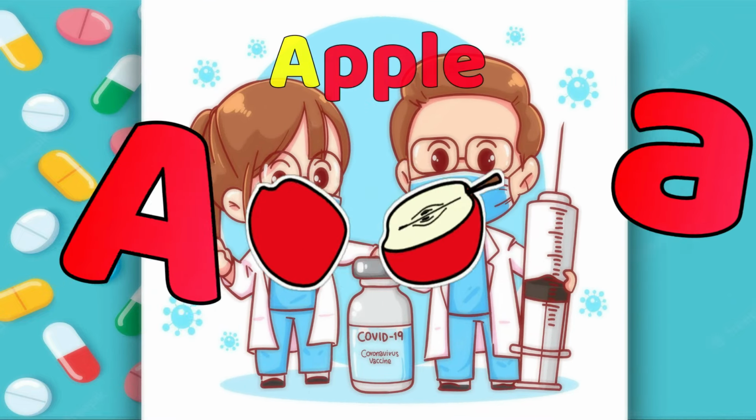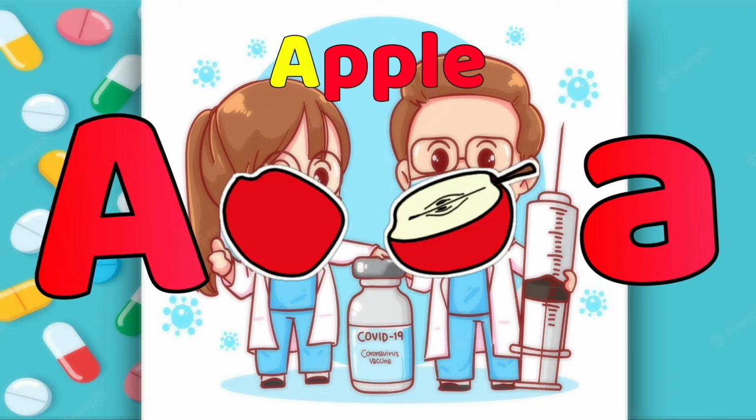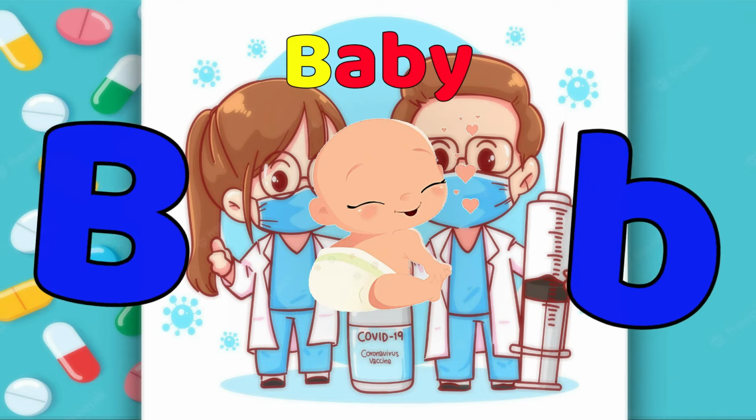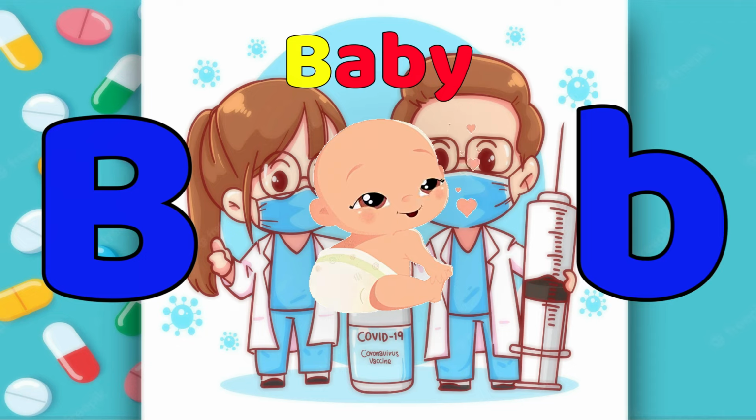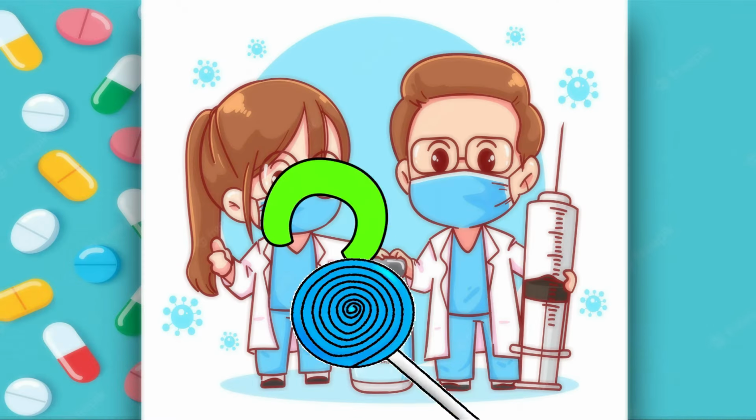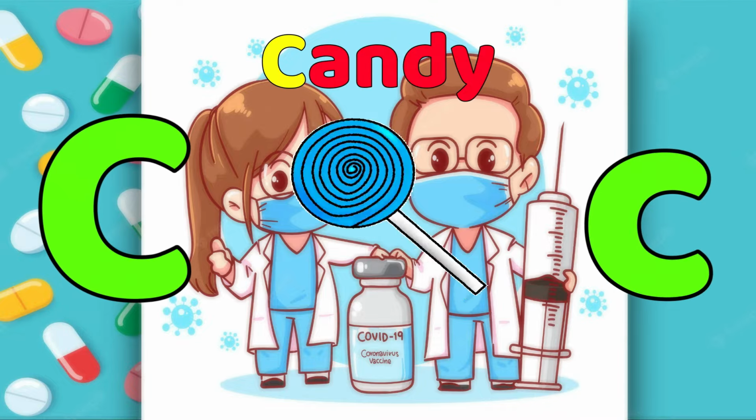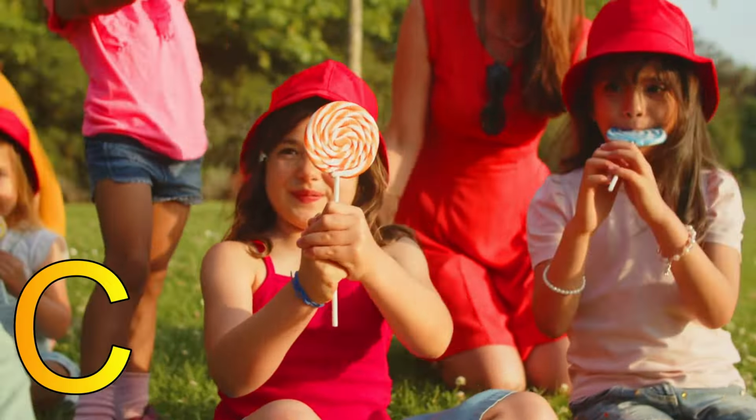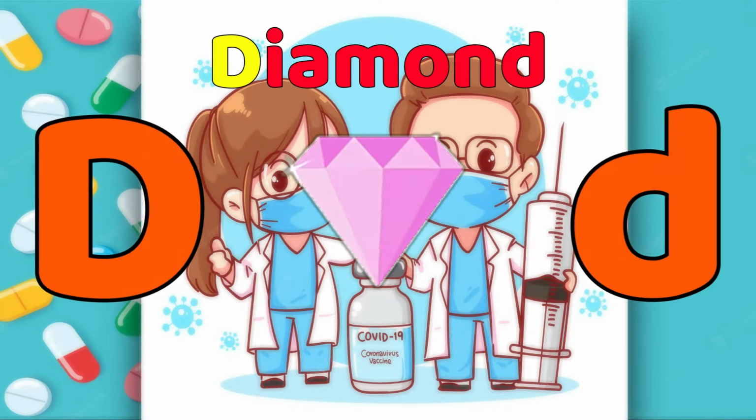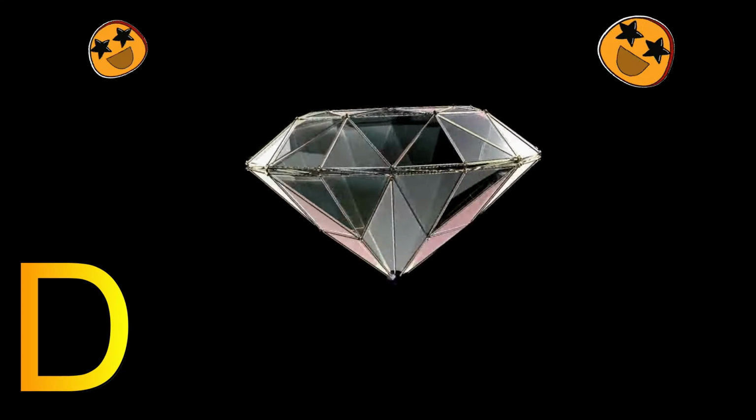Do it again. A is for apple. B is for baby, b, b, baby. C is for candy, c, c, candy. D is for diamond, d, d, diamond.